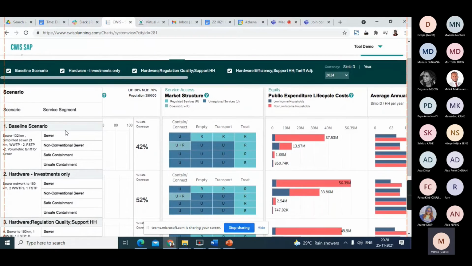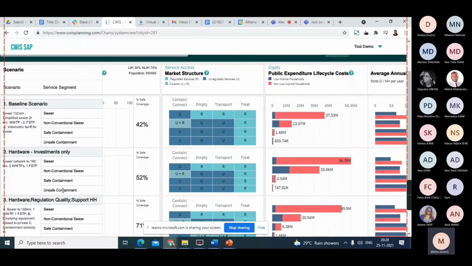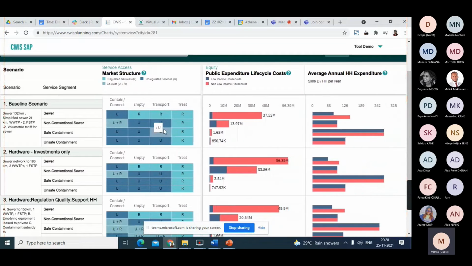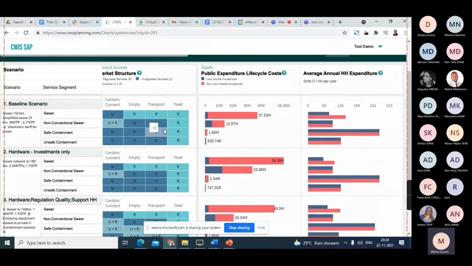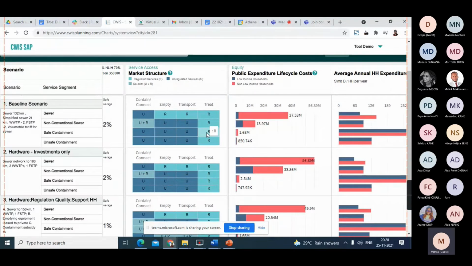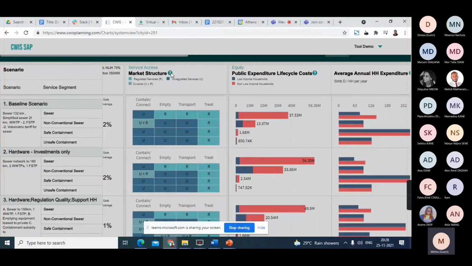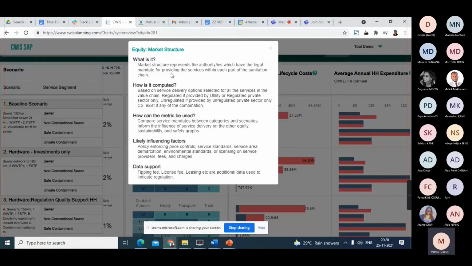As we see, the scenarios are arranged vertically as we create them, and their indicators are arranged horizontally to either compare within the scenario or between them. And we also have these question marks that can be used as a guide for specific metric, with more info on the specific metric.